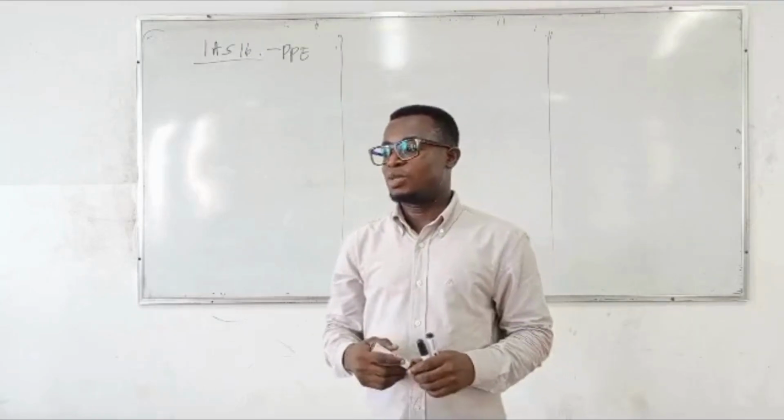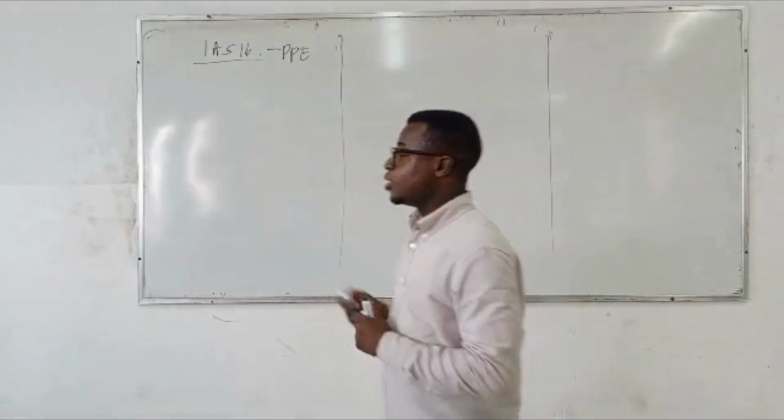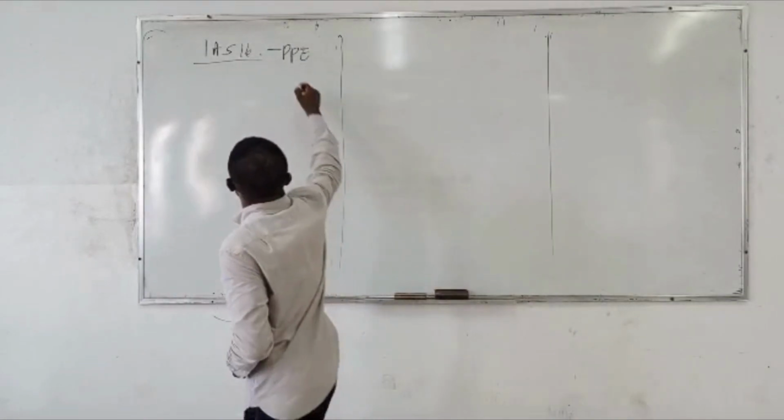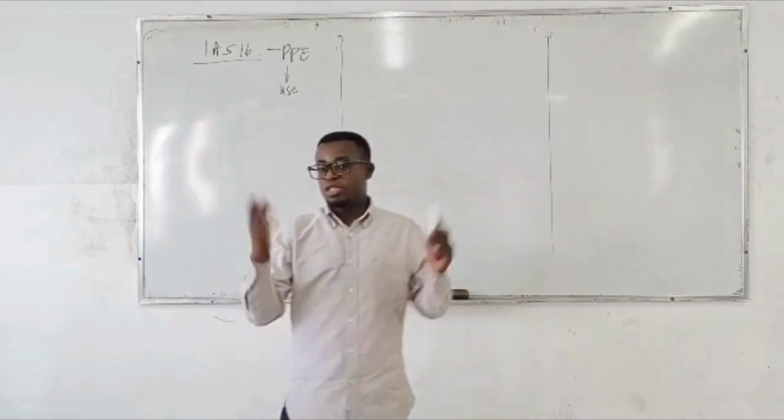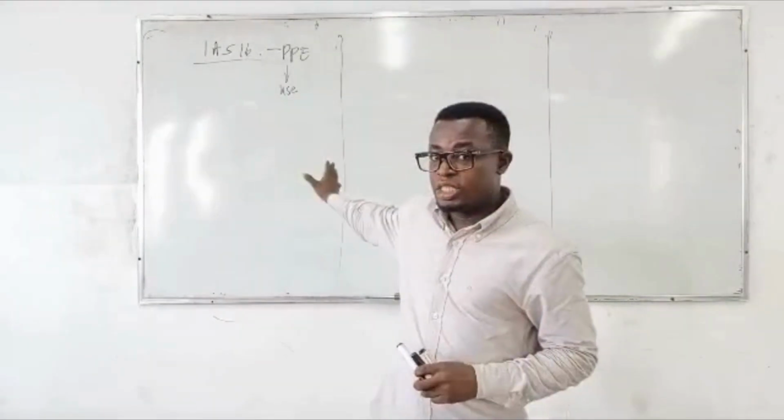And before we start, when we talk about PPE, Property, Plant and Equipment, it is basically for use, or let's say also for sale, but mainly it's for usage or for use.